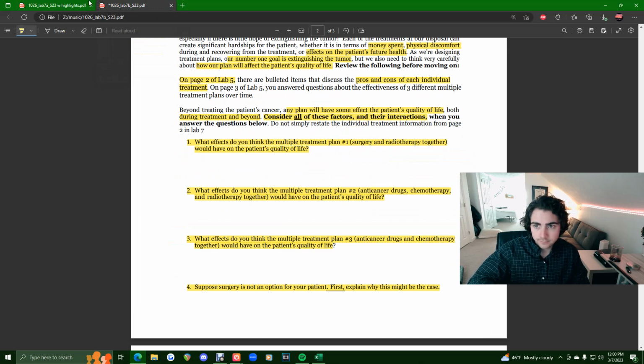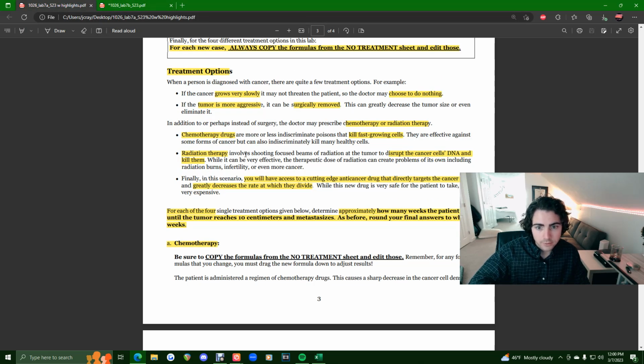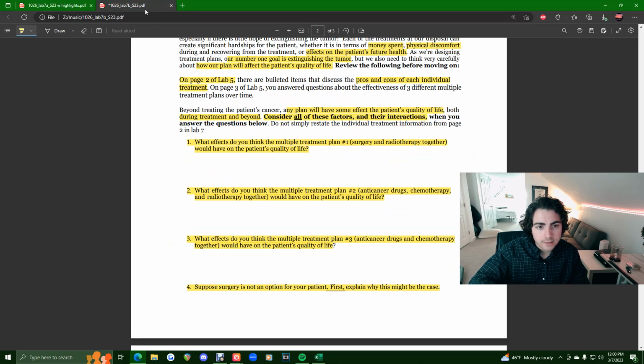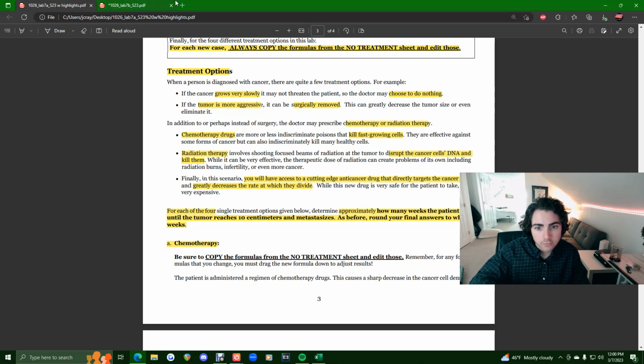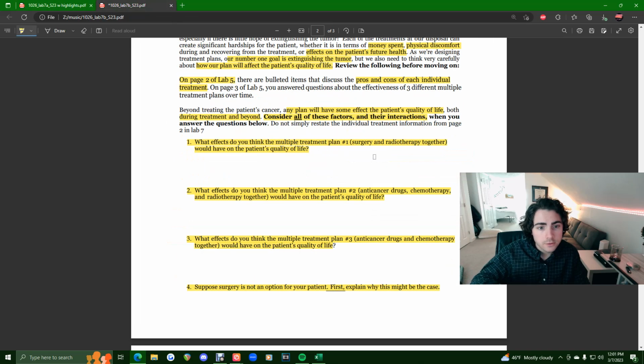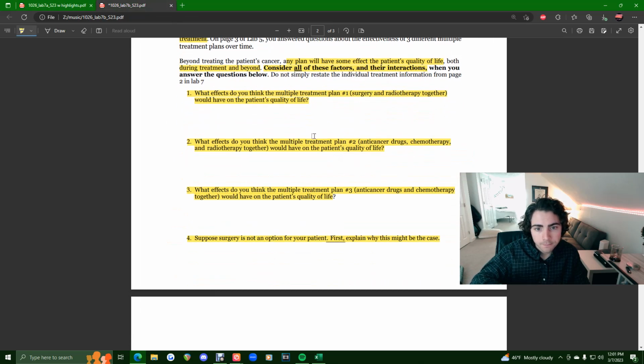Shit, I mean, yeah, you say what you want about that. Radiation's amazingly effective, except you'll just be a mess afterwards. If you're trying to have kids, you might be infertile afterwards, might even cause more cancer. It's ridiculous. Okay, so answer what you want on those. Anti-cancer drugs, chemotherapy, and radiotherapy. So what effect would this have on the patient's quality of life?